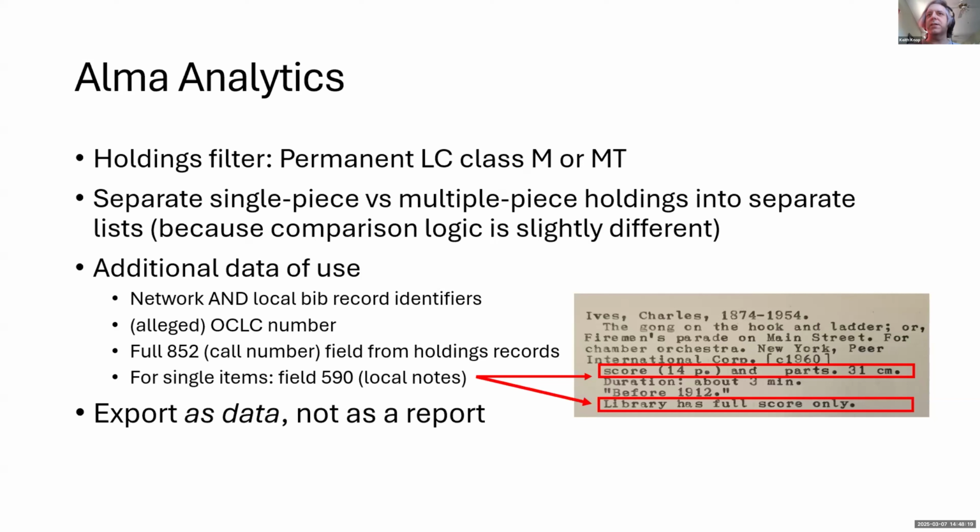Some additional data pulled in for future use, both the network zone and the local bib record identifiers, since we will need to use both of those for various purposes.